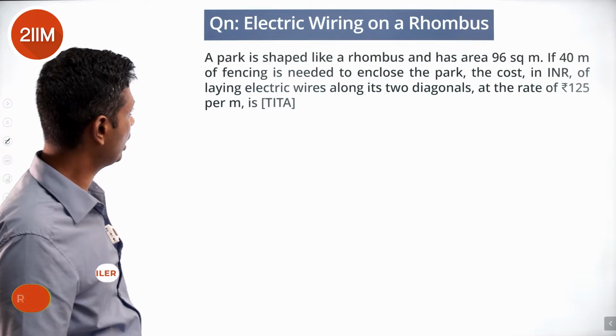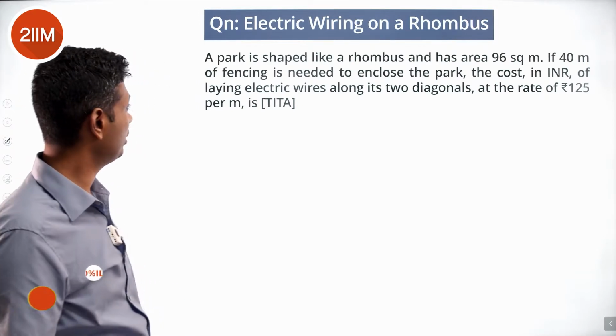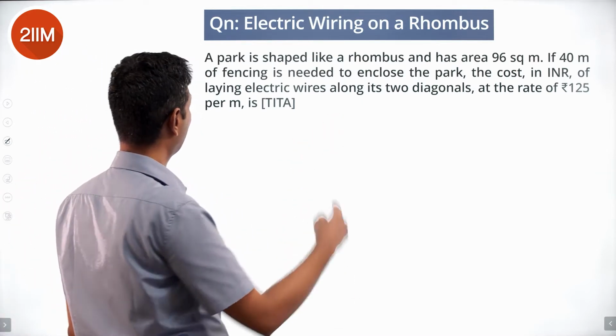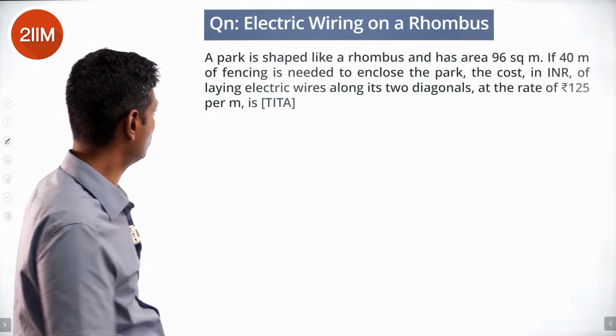A park is shaped like a rhombus and has an area of 96 square meters. If 40 meters of fencing is needed to enclose the park, find the cost in INR of laying electrical wires along its two diagonals at the rate of 125 per meter.